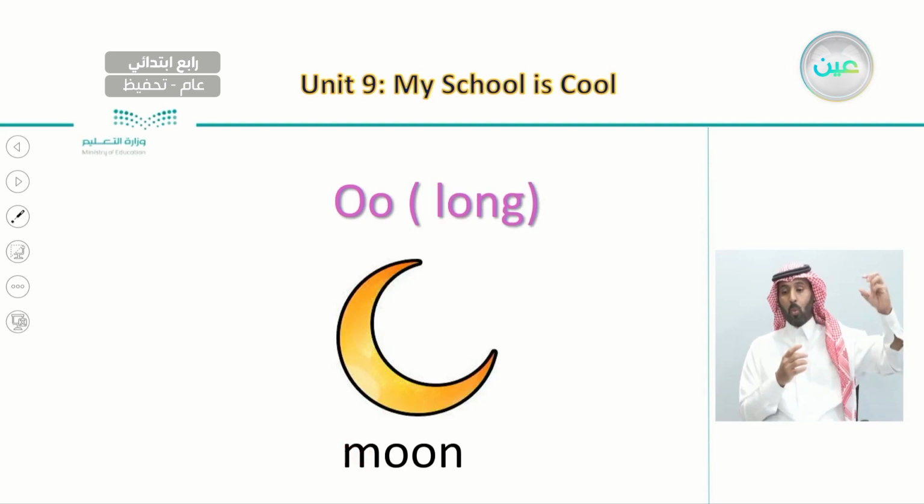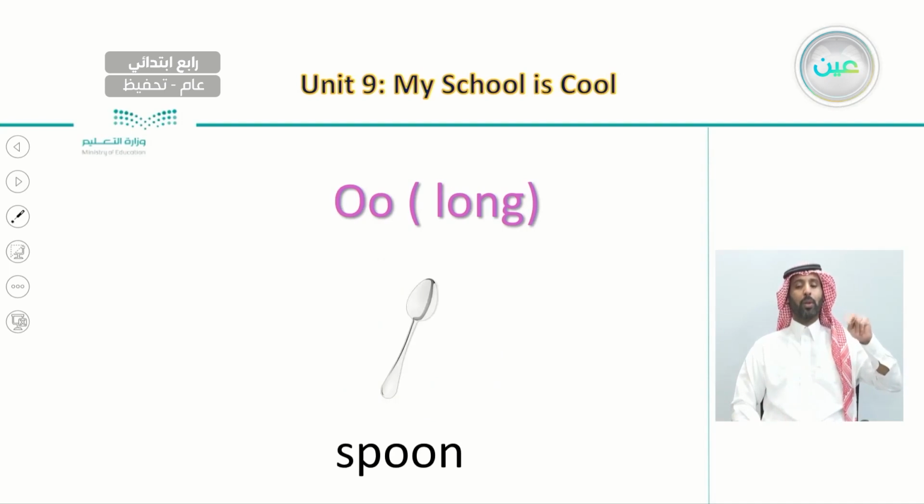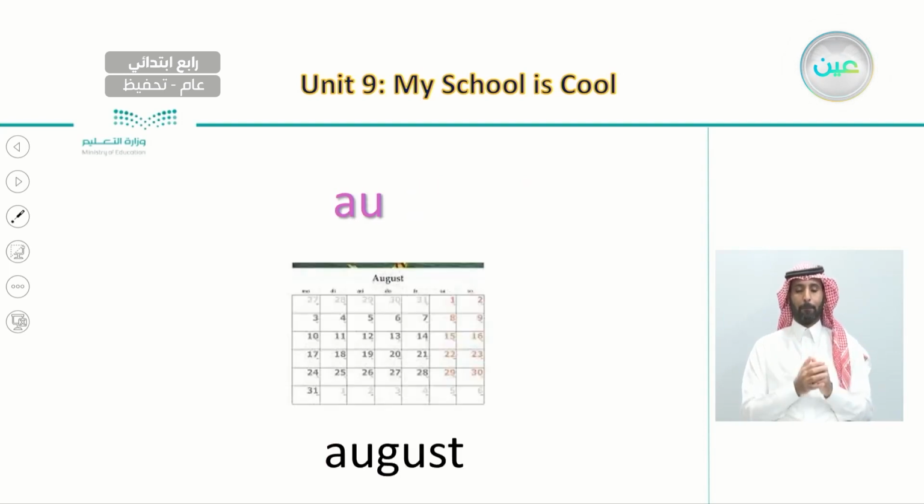moon. Moon is a word that has two O's, but the longer one. Also we have spoon. Spoon is also a word that has two O's and also the longer one.